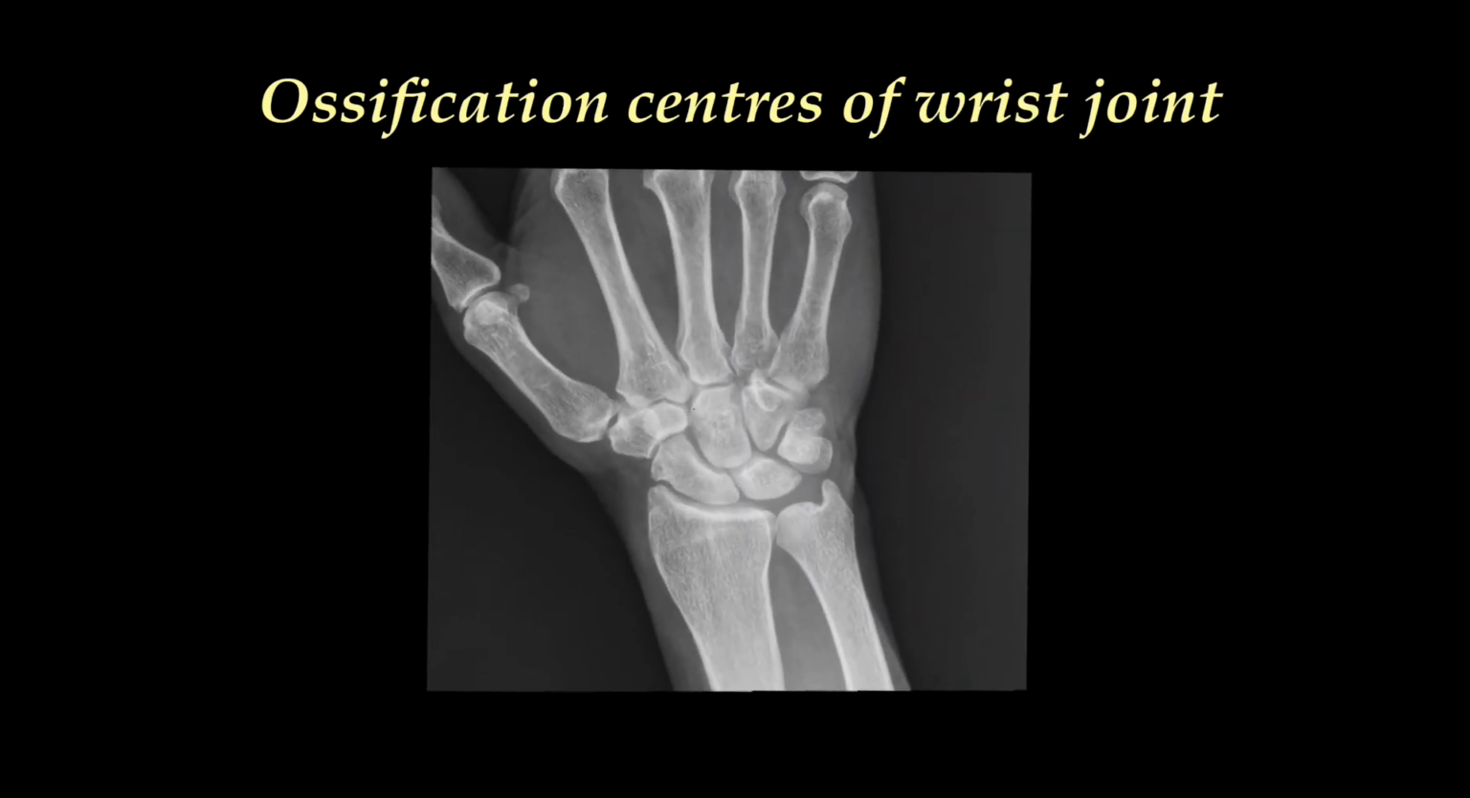Revising the ossification centers, let's go clockwise from capitate, 1 to 3 months, hamate 2 to 4 months, triquetrum 2 to 3 years, lunate 2 to 4 years, scaphoid, trapezoid, trapezium at 4 to 6 years.